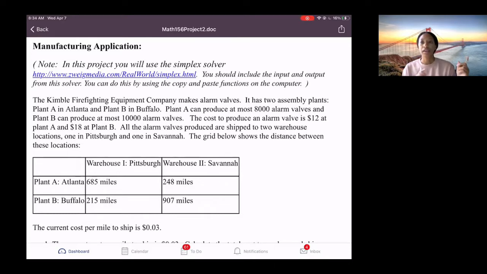So that means I should know what you typed into the solver, and I should know what you got out as your optimal solution. All of that should be included in your project. You don't have to add all of the matrices that come at the bottom. You don't have to include that information. Just the setup that you typed in and then your optimal solution.